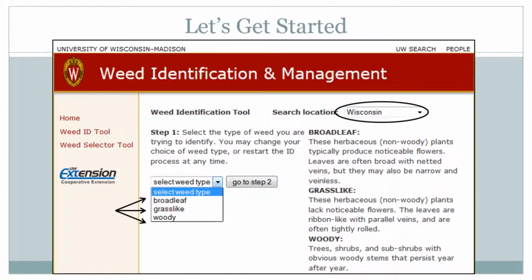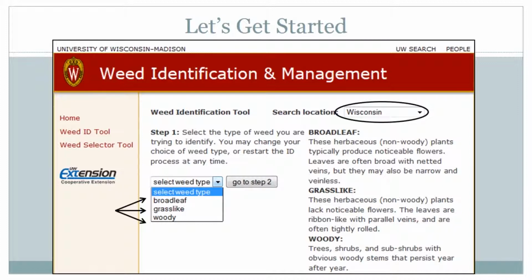The search location in the upper right-hand corner here should default to Wisconsin, but it's a good idea to check the upper right corner of the screen to make sure. You will also need to select the type of weed you are seeking to identify from the pull-down menu of weed type. You must choose between broadleaf, grass-like, and woody weeds. You can see descriptions of these categories on the right side of the screen.